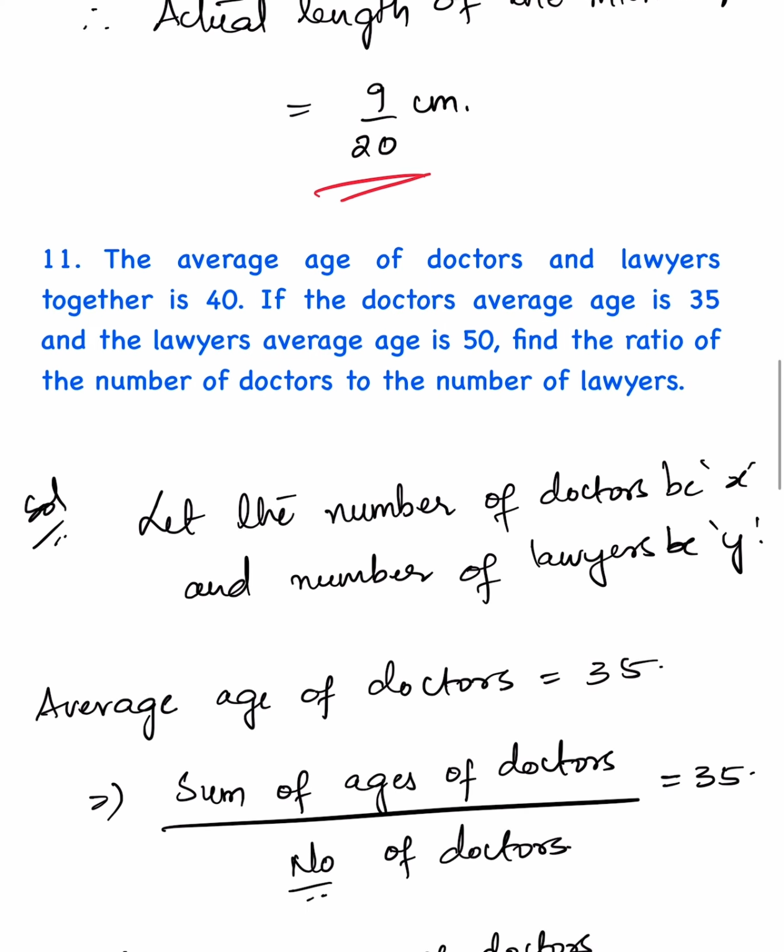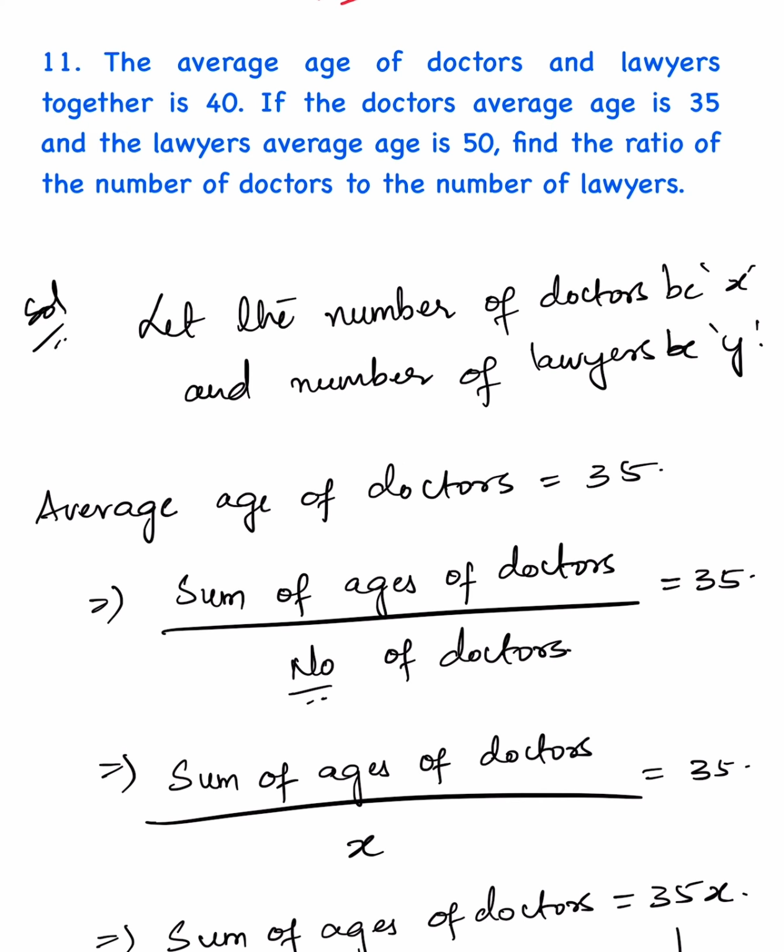The average age of doctors and lawyers together is 40. If the doctors' average age is 35 and the lawyers' average age is 50, find the ratio of the number of doctors to the number of lawyers. Here, we have to assume that the number of doctors be x and the number of lawyers be y.